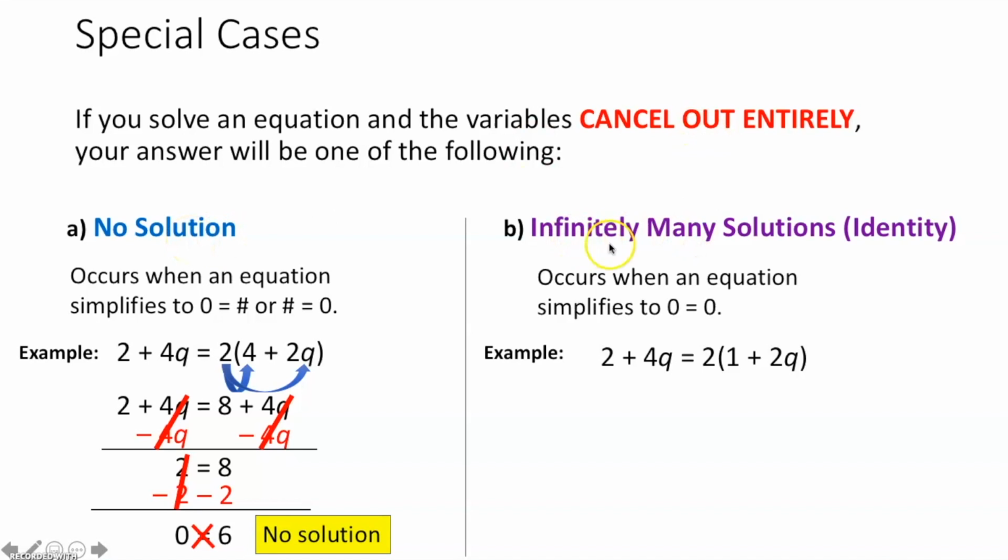On this side, you get infinitely many solutions when an equation simplifies to 0 equals 0. So if you were to solve this and you get 0 equals 0, your answer is infinitely many solutions. So let's see how this works. Simplify, move, solve.